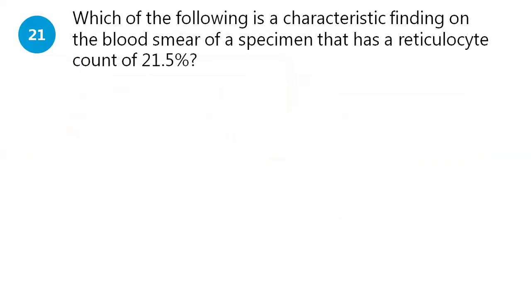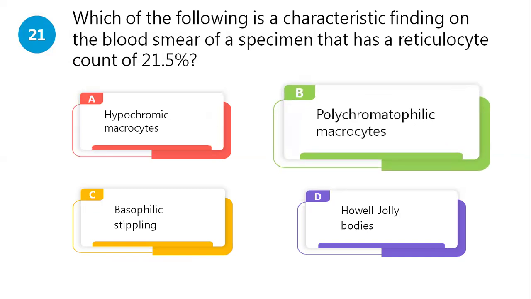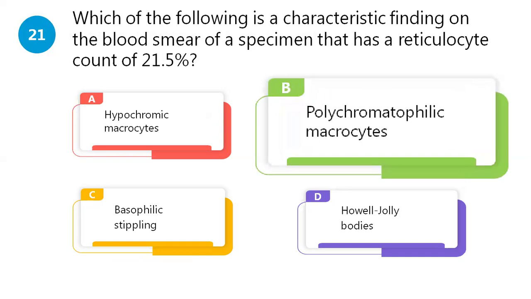Next question, which of the following is a characteristic finding on the blood smear of a specimen that has a reticulocyte count of 21.5%? Option A, hypochromic macrocytes. Option B, polychromatophilic macrocytes. Option C, basophilic stippling. Option D, Howell-Jolly bodies. Here, the right answer is option B, polychromatophilic macrocytes.